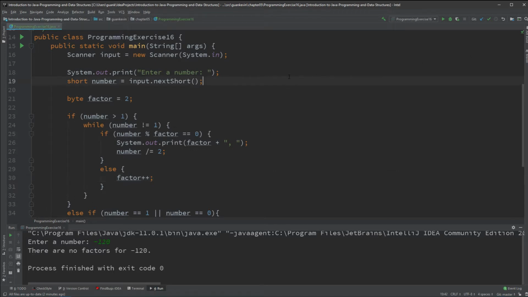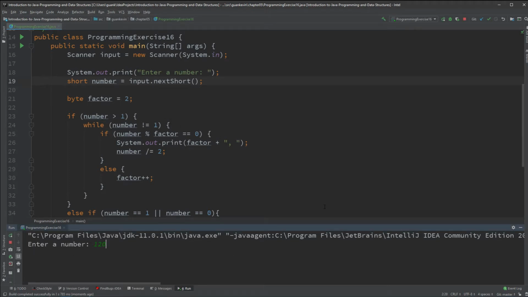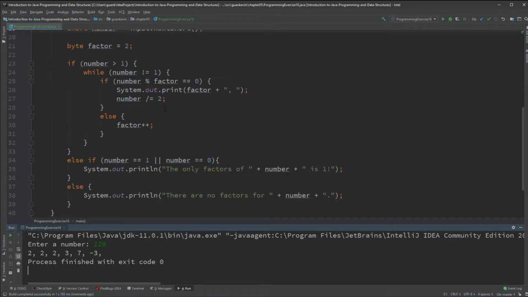So let's take a look at it for now and let's see if this works, if there are any issues with this. So we have 120 and then bam. So what we have here is 2, 2, 2, 3, 7 and then negative 3. Well, what's going on? Why do we have a negative 3? So what we get here is, let's see, we have 2 divided by 2, 2, 3, 7. So else factor plus plus. So there's something wrong with the logic. And what is wrong is basically, let's take a look. All right, so we enter 120.